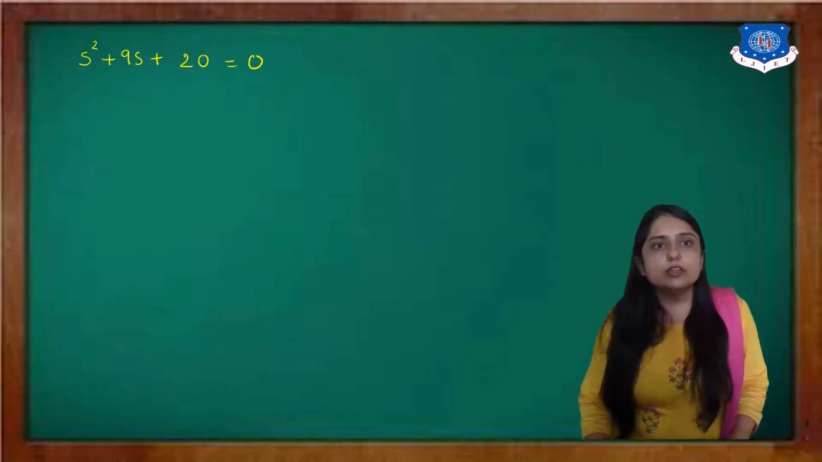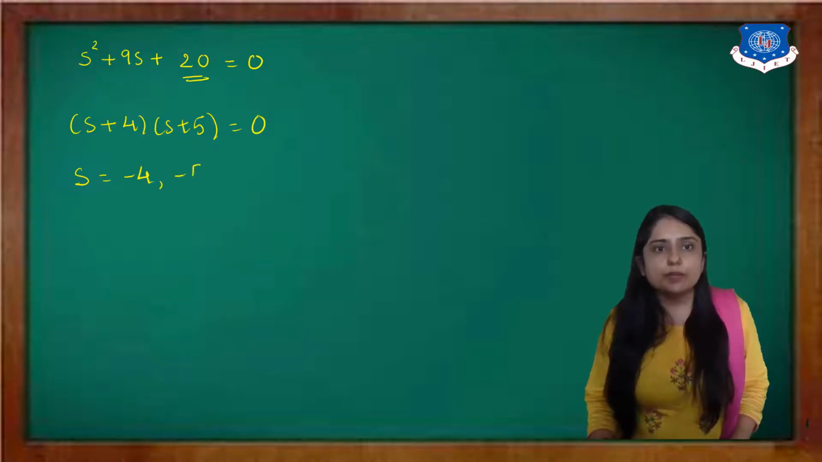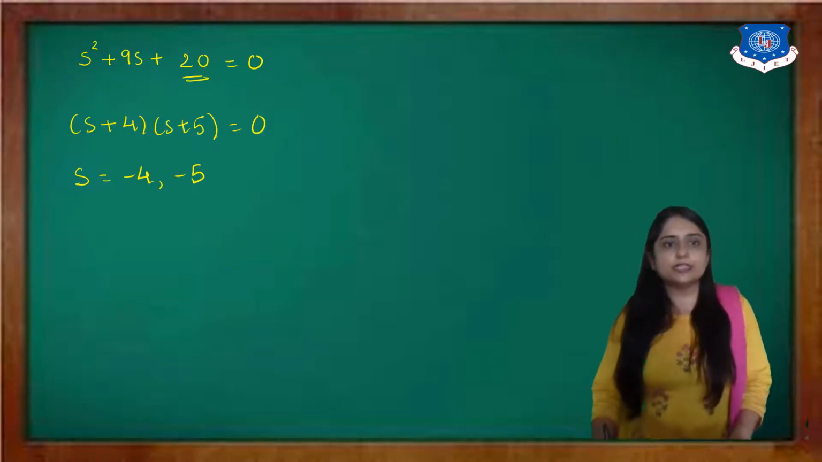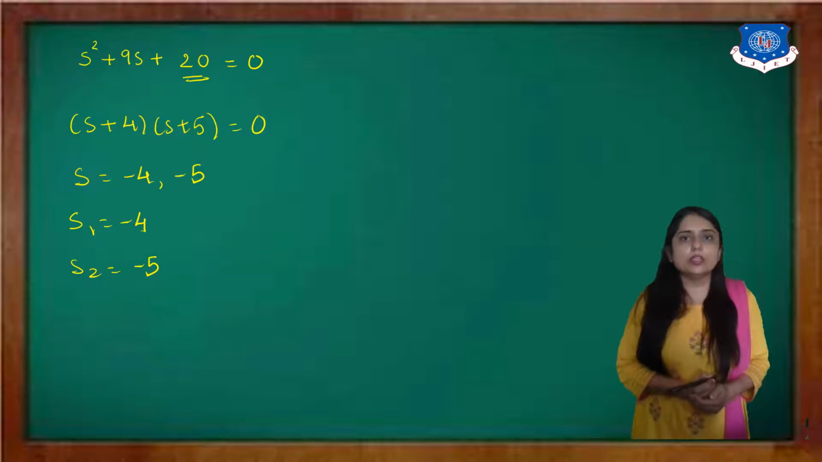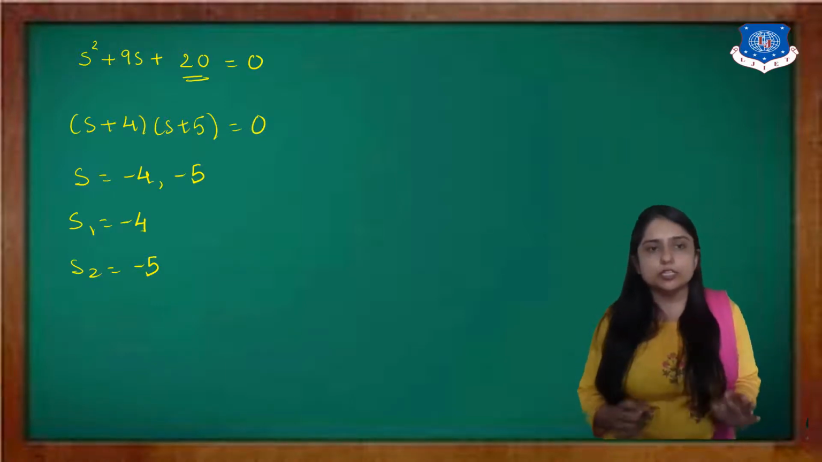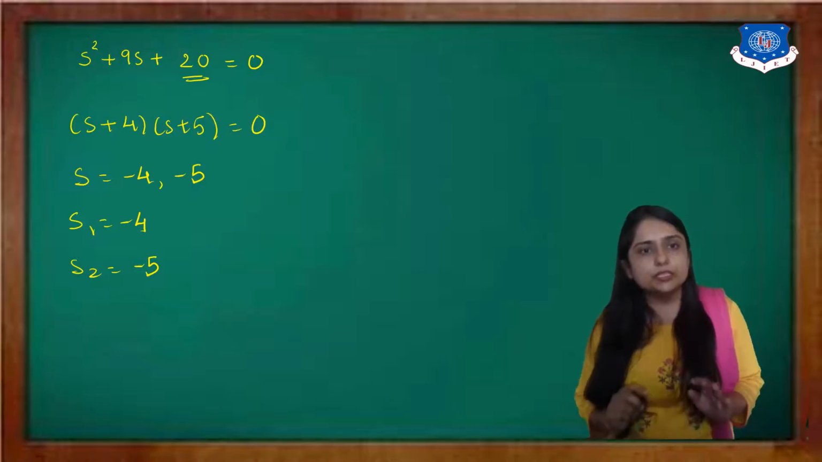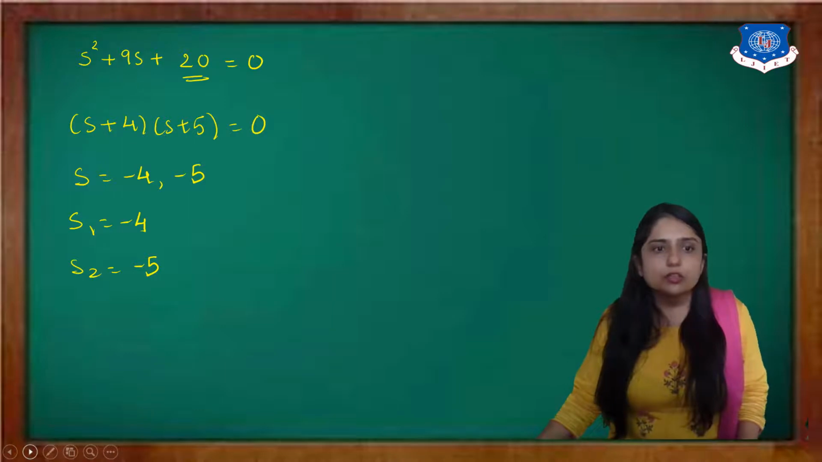See here, we can write this equation as (S plus 4)(S plus 5) equal to 0. So the value of S will become minus 4 and minus 5. You can consider S1 equal to minus 4 and S2 equal to minus 5, or you can also write S1 equal to minus 5 and S2 equal to minus 4. That is up to you. But these are the two roots of the differential equation.